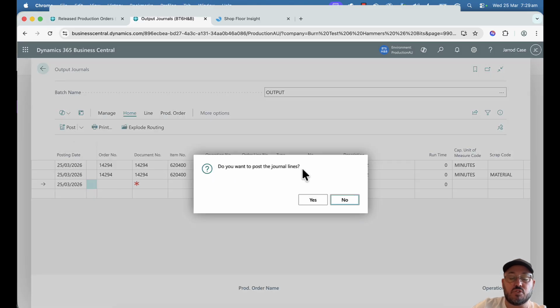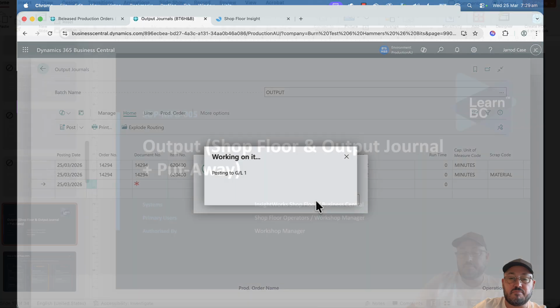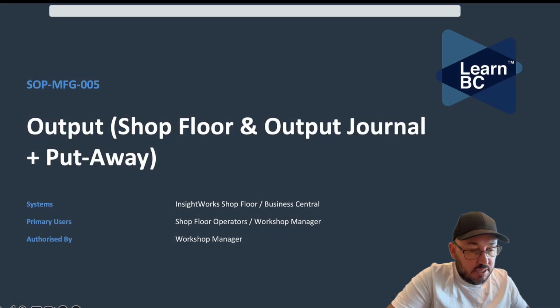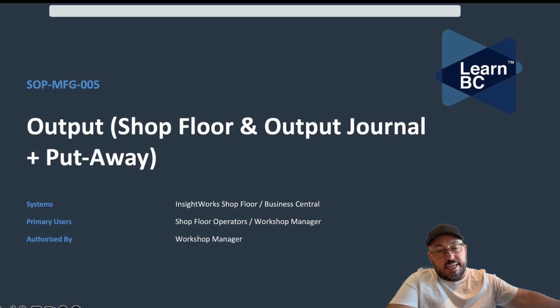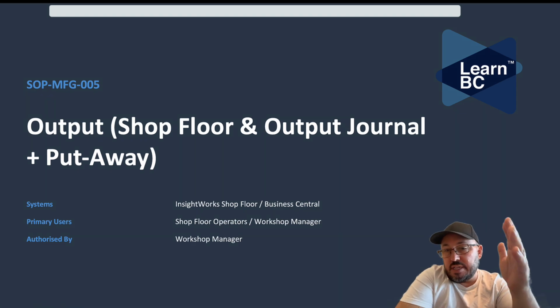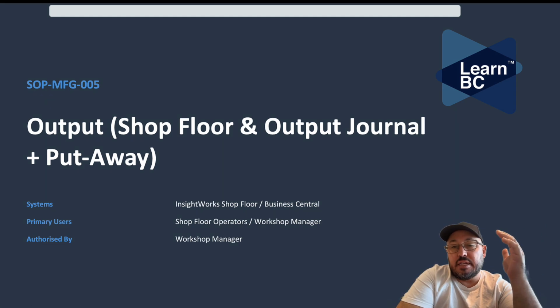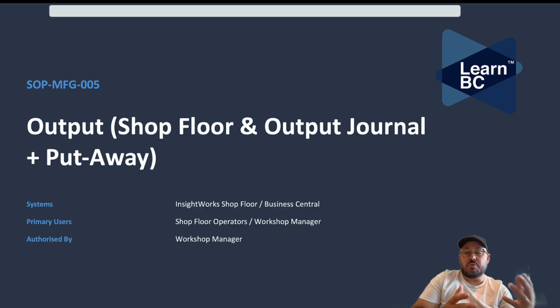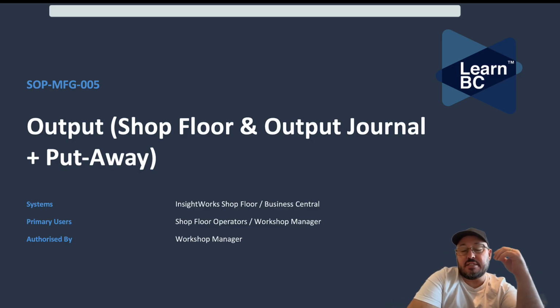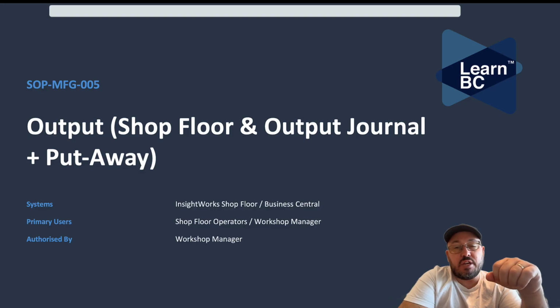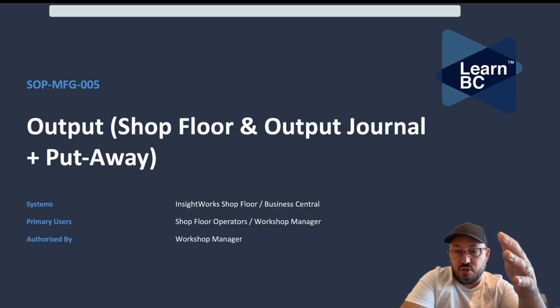Are you sure you want to post the journal lines? Yes. The point of this for the shop floor is to use the output button as you output in your operation. So as you do it, so it is. And the idea is that shop floor just simplifies what you have to do. You don't want to be going in Business Central doing output journals. That's just crazy. What you want to do is be able to execute an output and be done.